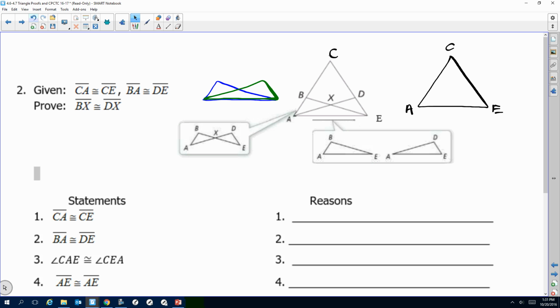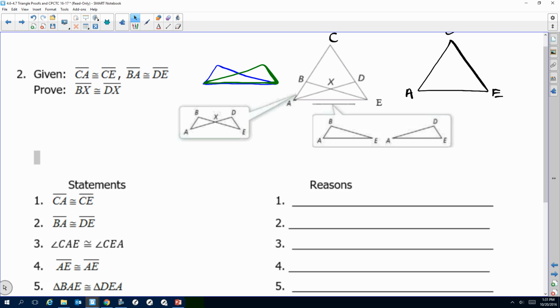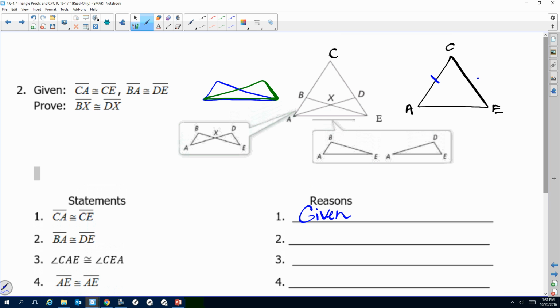All right, so the first thing, statement 1: CA is congruent to CE. Where do we get that from? Given. Good job. All right, so I'm going to show that on the drawing that we have over here to the side. CA is congruent, because I don't want it to get confused with what we have in the interior.